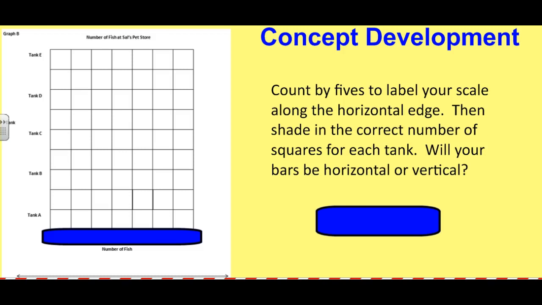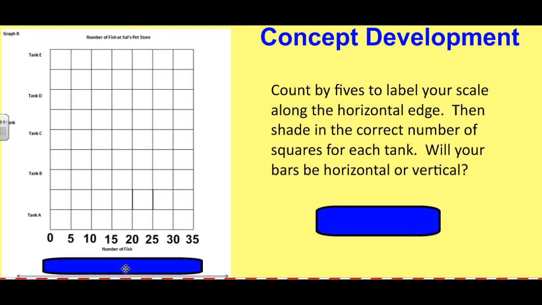Okay, now you need to take out the other graph template that's in your binder. It might be on the back side of this paper, or it might just be on another paper. This is going to be the same exact graph, except this time you see that it says tank A, tank B, tank C, tank D, and tank E on the left-hand side, and then you see that it says number of fish on the bottom, so that's actually where we're going to be putting our scale. So I'm going to undo what the scale looks like there.